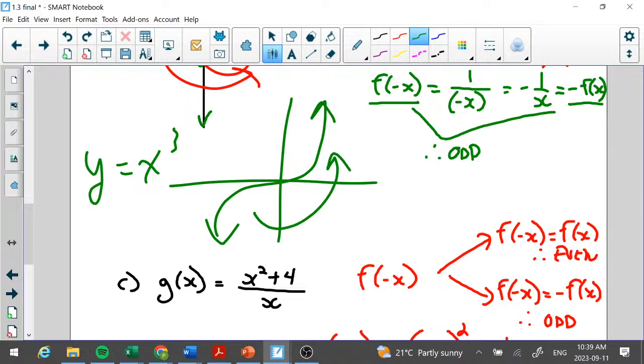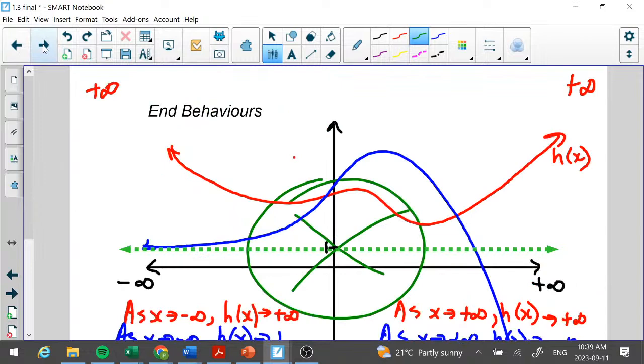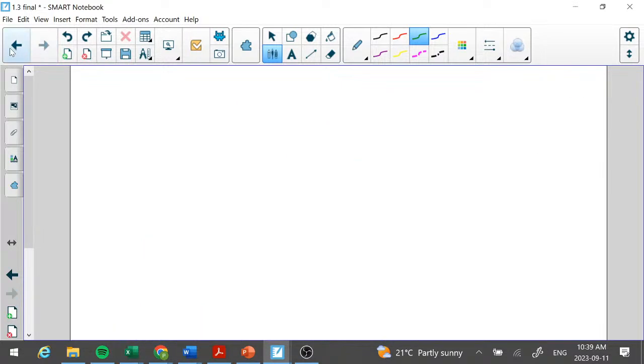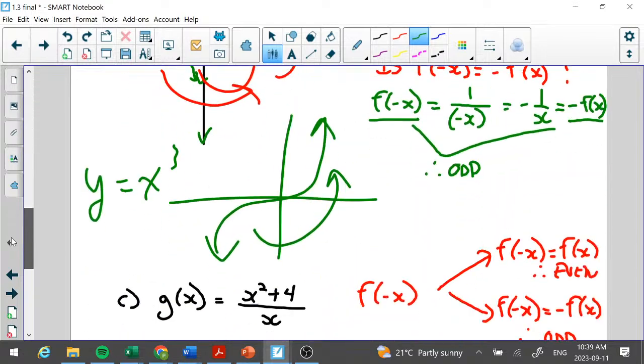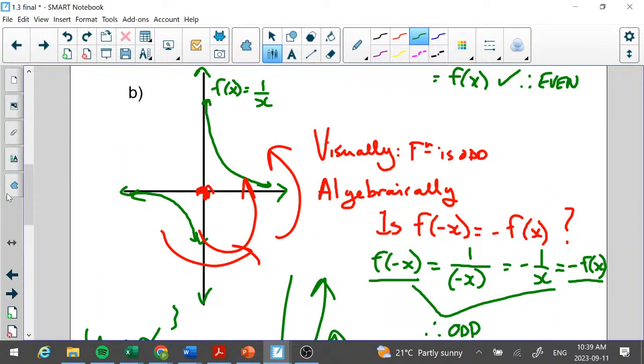There's three choices. There's even, there's odd, and there's neither. So if it looks like you just reflected it in the y-axis, it's even. If it looks like you rotated it about the origin 180 degrees, it's odd. If it doesn't look like either, it's neither.